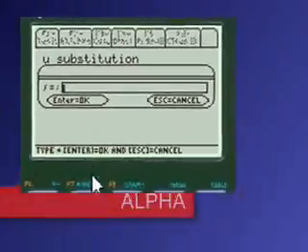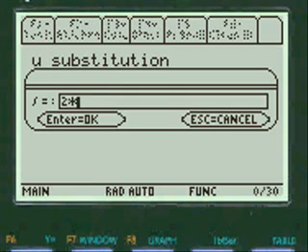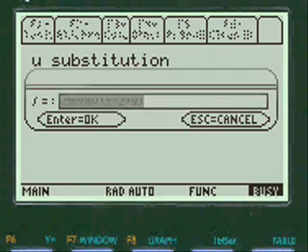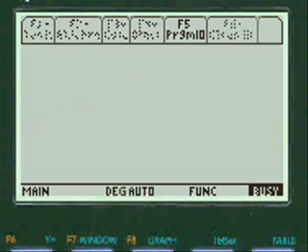Enter our function. You have to press alpha before you enter anything into the entry lines here. We're going to do 2 times x times the square root, orange key, and then the over the times key, x squared plus 9. Press enter. I always show you what you've entered in case you made a mistake. I say it's okay.